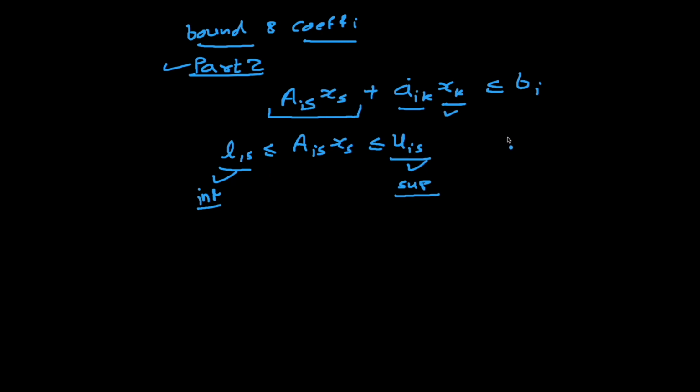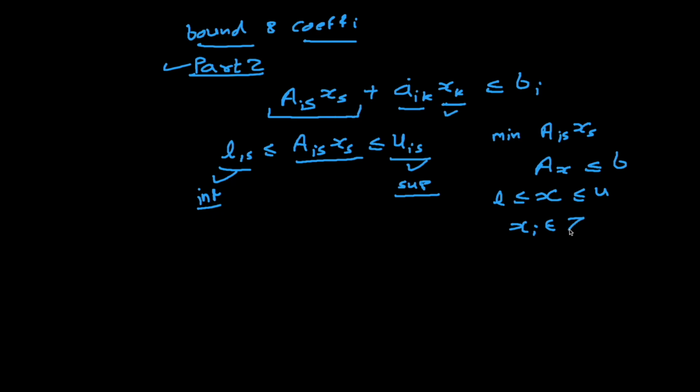So what is the tightest lower bound we can achieve? We can basically solve the entire MIP something like this. We basically want to minimize this part, which is a_iS x_S, and this is what we'll minimize subject to our entire MIP, so Ax less than or equal to b, x between bounds L and U, and some x are integers.